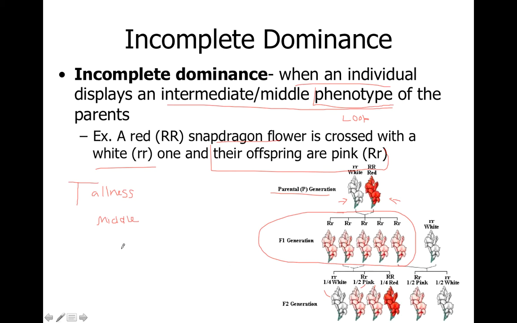I want you to be able to come up with your own example here and think of something that can relate to everyday life, whether it's tallness, whether it is hair color, eye color. Come up with an example on your own of incomplete dominance and write that down to finish your notes off. And I'll give you about 5 seconds right there.